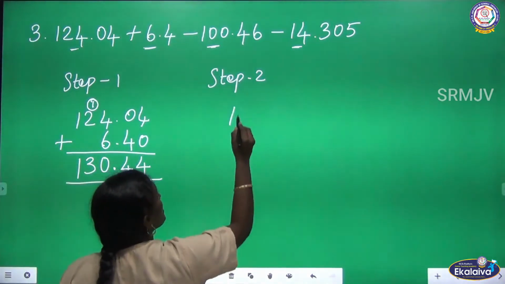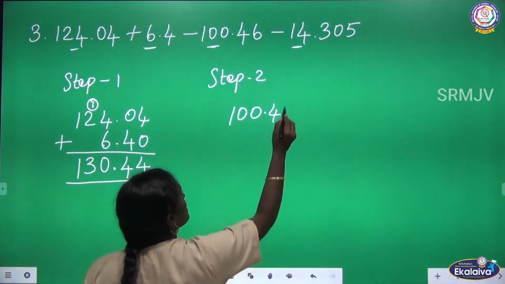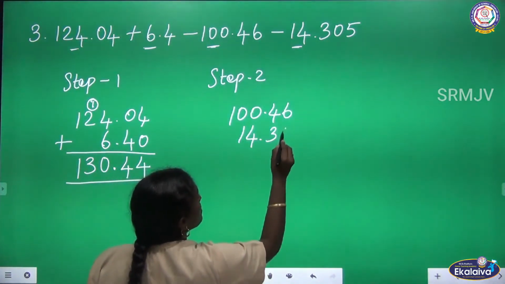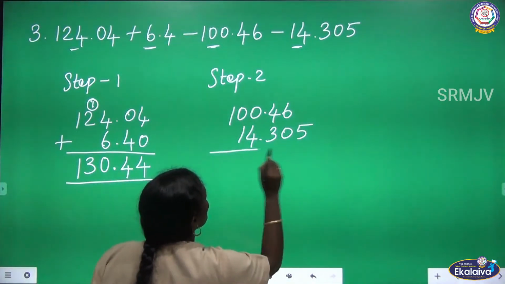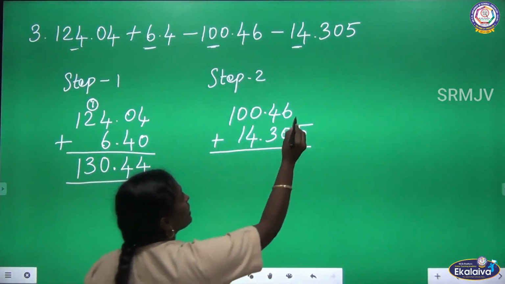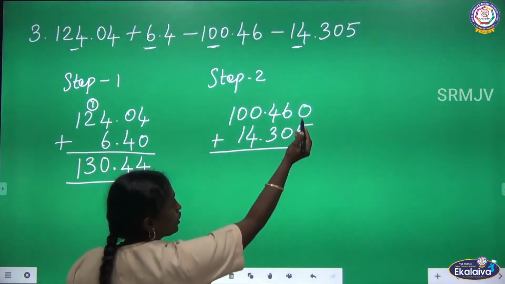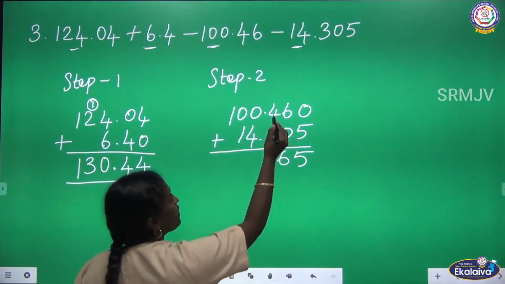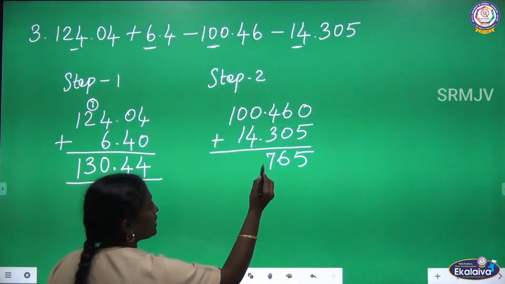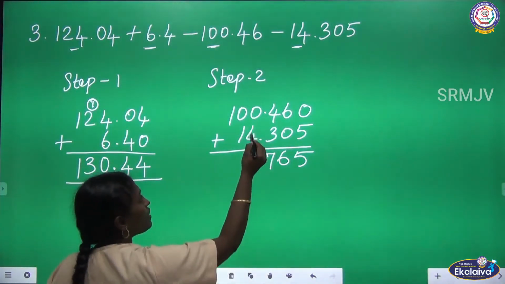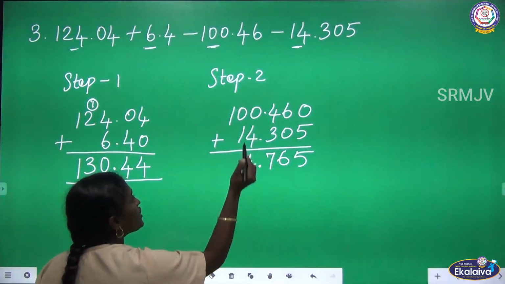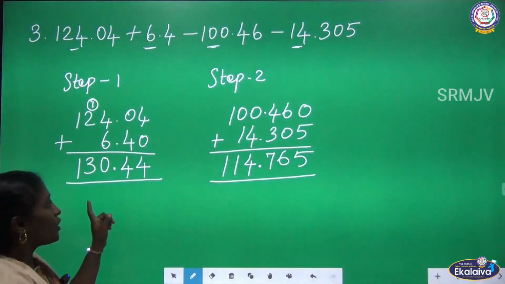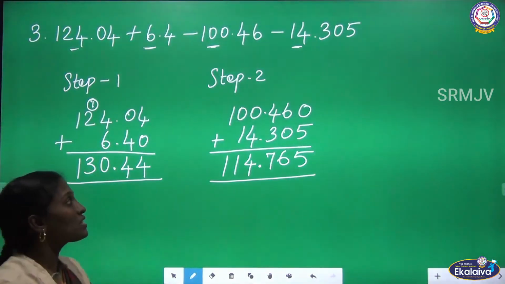Now in step 2, we are going to add the numbers which are having minus symbol. So the first number is 100.46. Then the next number is 14.305. Now we have to add these two numbers. Here we can add one 0. 0 plus 5, 5. 6 plus 0, 6. 4 plus 3, 7. Then we have to keep the decimal point. 0 plus 4, 4. 0 plus 1, 1. Here 1.